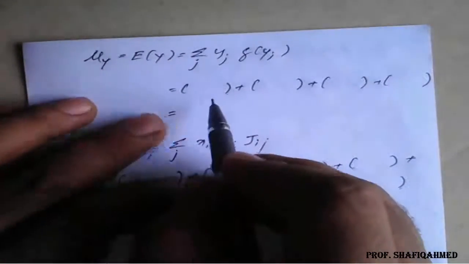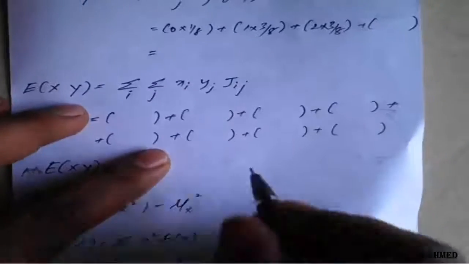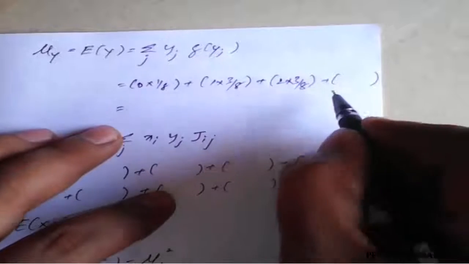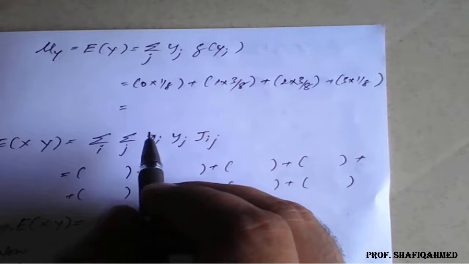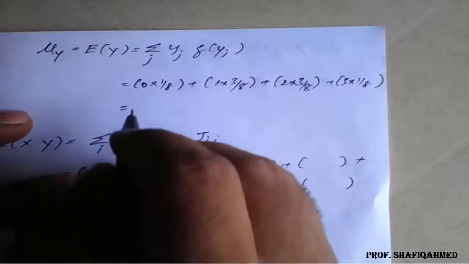Similarly, we need to calculate the expectation of y, that is mu of y. From the table, 0 into 1 by 8, next 1 into 3 by 8, next 2 into 3 by 8, and 3 into 1 by 8. On simplification you will get this result as 3 by 2.